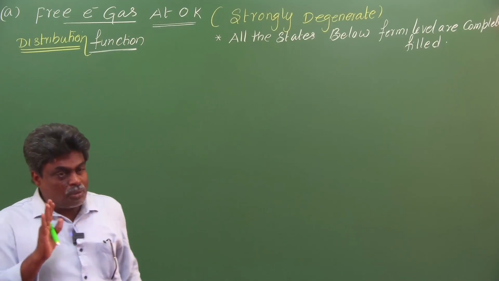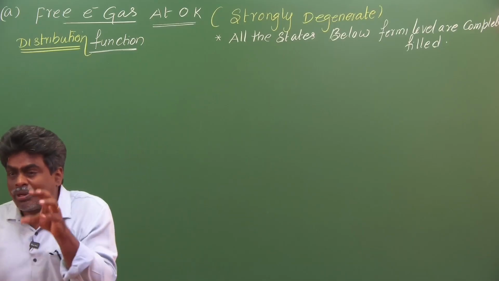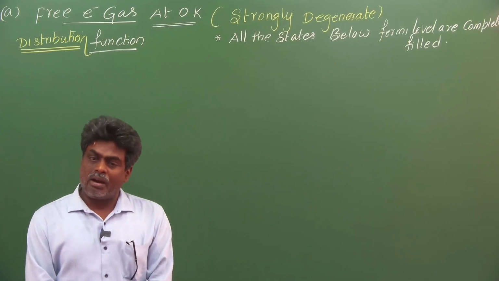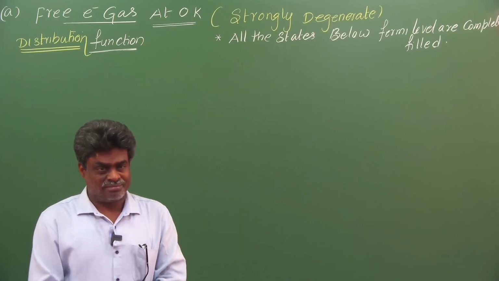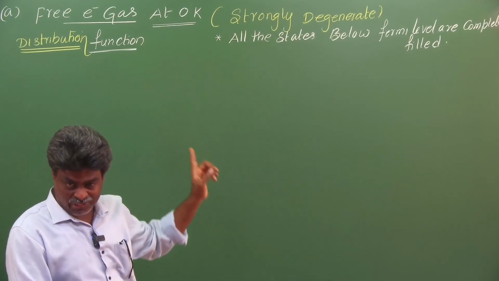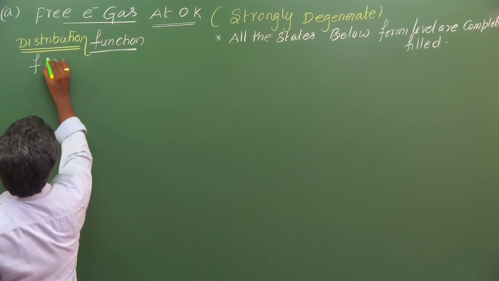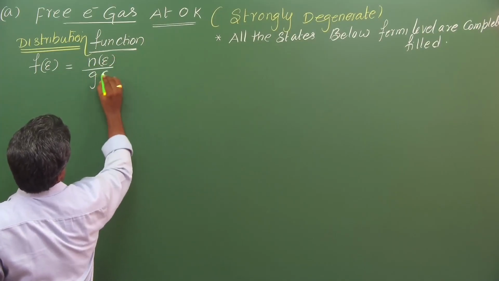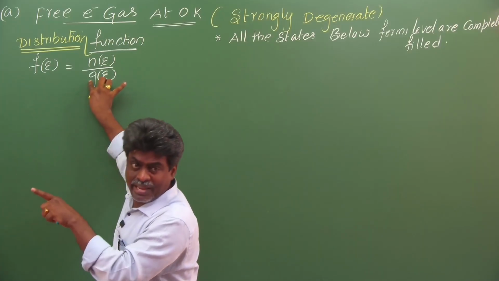Distribution function tells you how the particles are distributed in the states. For example, if I have 5 states and 4 particles occupied, the distribution function is 4 by 5. The number of particles per state is the distribution function. Distribution function is defined as f of E, simply the number of particles occupied by the number of states. Now you know what G of E is and why it is written there.